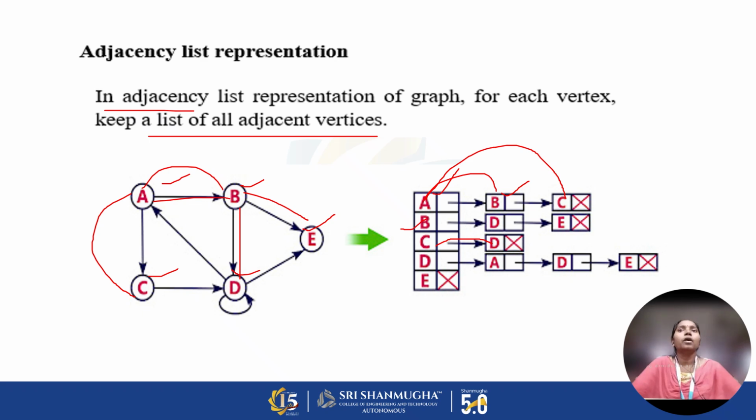For the D node, where does it go from D? D goes to E, and D to A. So there are 3 adjacent nodes for D. D to A, one node goes, D to D, the self node, is also present, and the E node is also present. So for D, the adjacent nodes are A, D and E. Finally, for E, there are no nodes going to other nodes, so there is no node here. And this is the adjacency list representation.